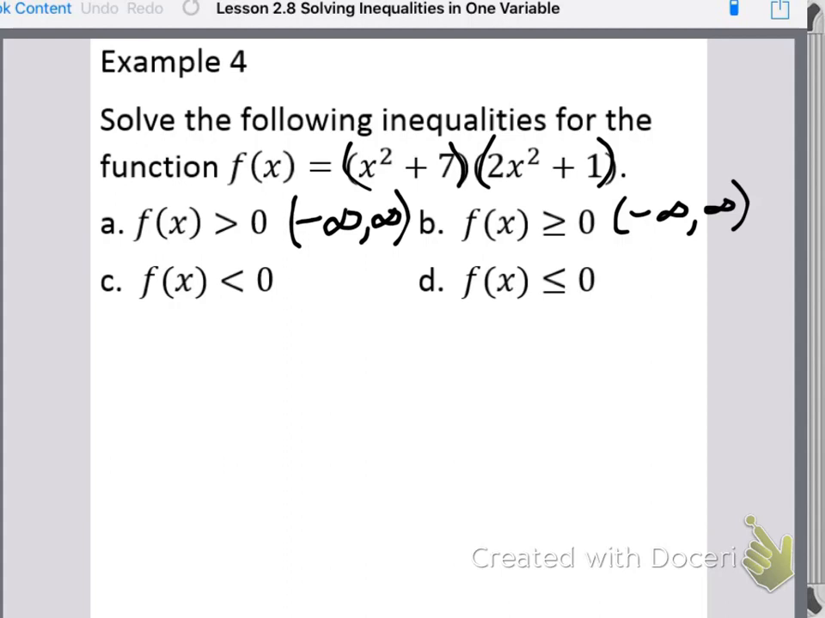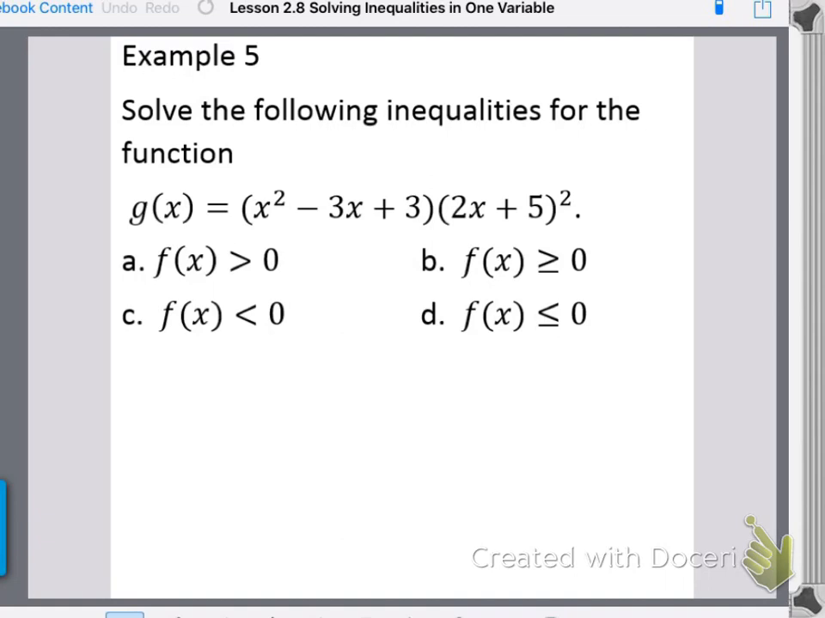Now, here's the idea. You have a situation where x can be anything it wants to be, and the function's going to be greater than 0. Well, that kind of leaves out when the function's less than 0. So there are no x values that make f of x less than 0. So there is no solution. And then same thing for part D. So this is a special case.